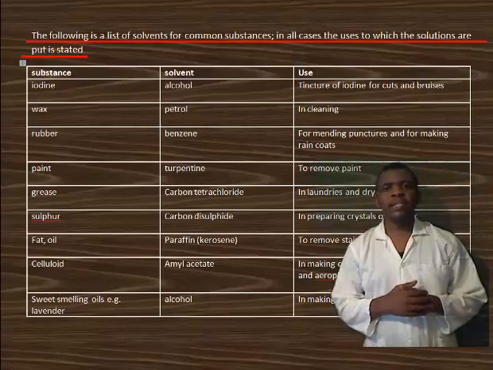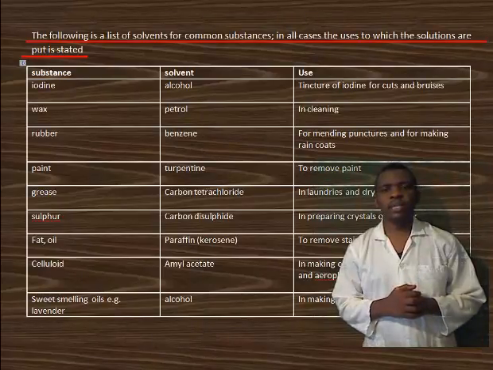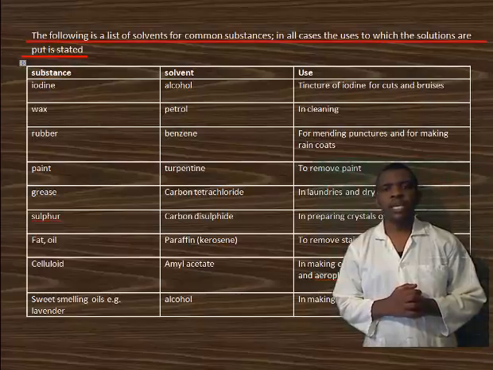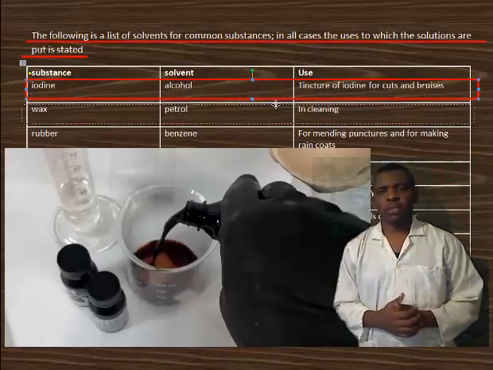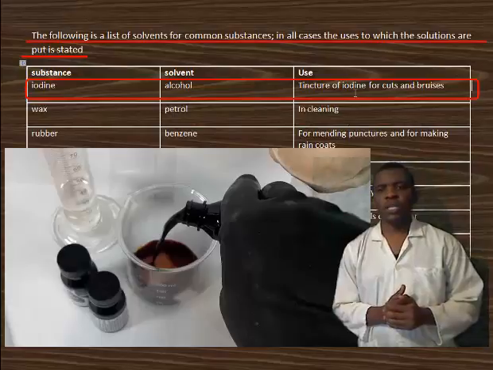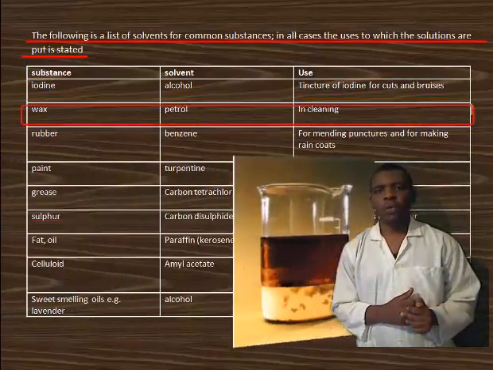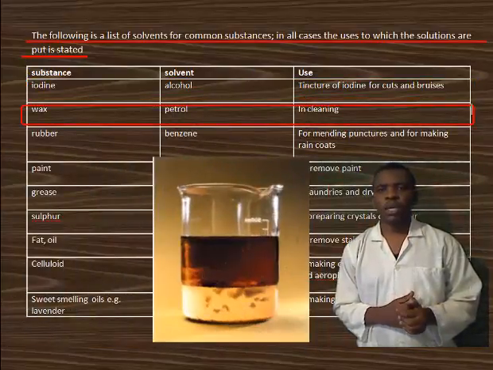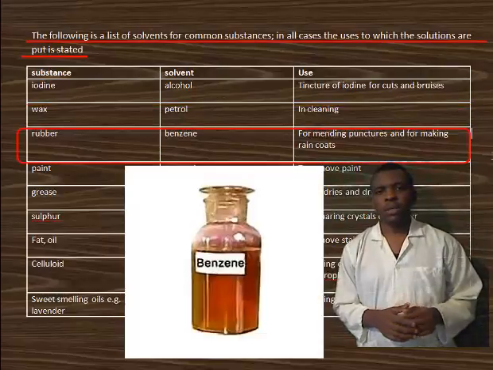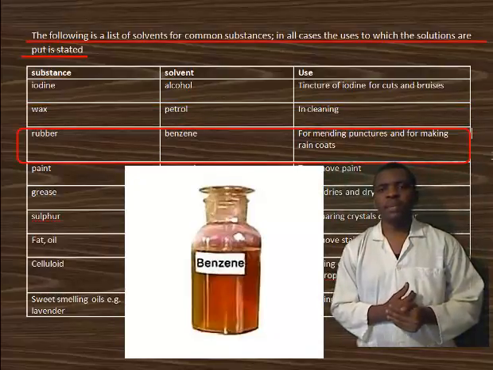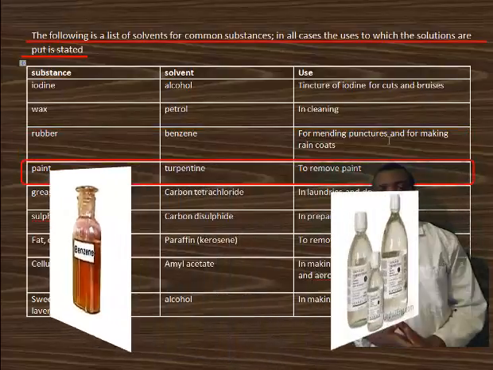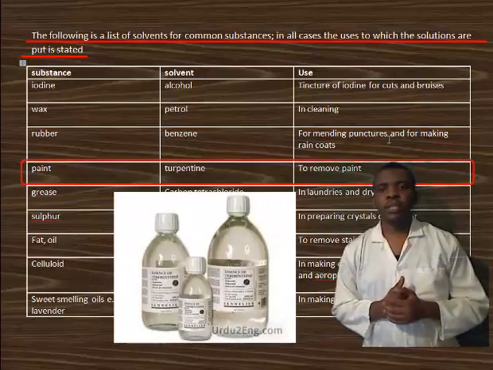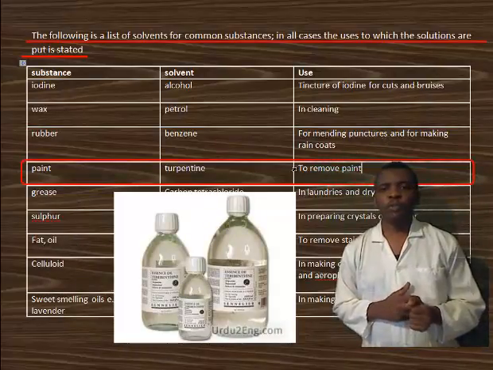The following is a list of solvents for common substances. In all cases, the uses to which the solution are put is stated. Iodine can be dissolved in alcohol. This forms a tincture of iodine for cuts and bruises. Waxes can be dissolved in petrol and used in cleaning. Rubber can be dissolved in benzene for mending punctures and for making raincoats. Paint can dissolve in turpentine, so turpentine is used to remove paint.